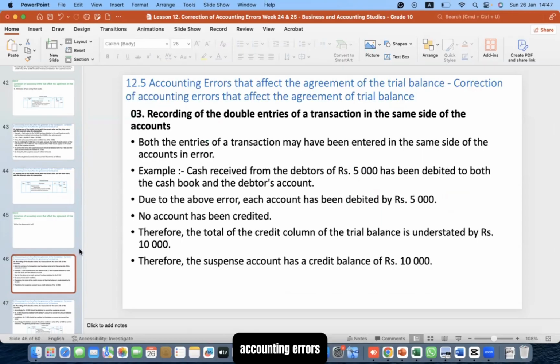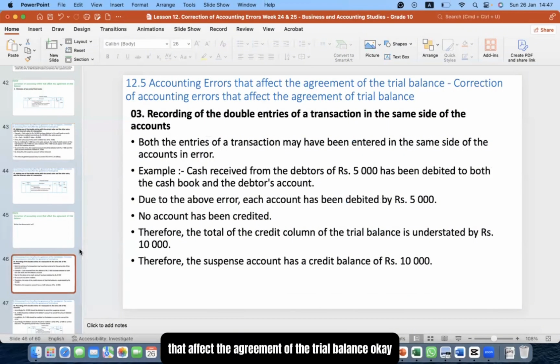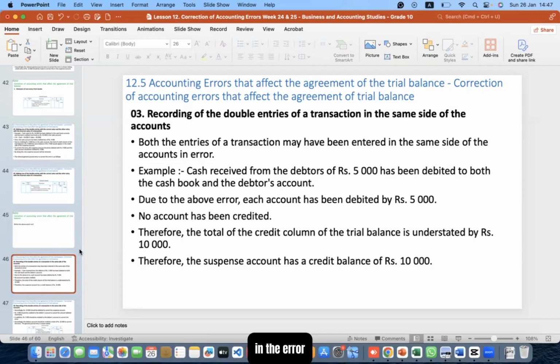Accounting errors that affect the agreement of the trial balance and how to correct these accounting errors. Recording of the double entries of a transaction in the same side of the account. You have recorded the double entries but on the same side of the account. So both entries of a transaction may have been entered in the same side of the accounts in the error.